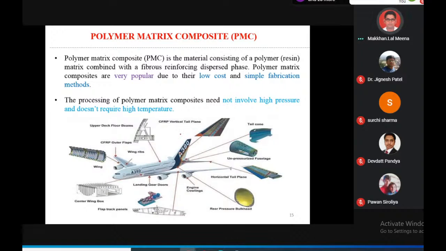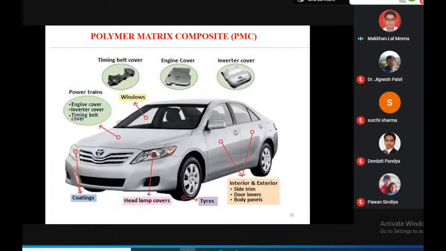Polymer composites are used because the overall properties of the composites are superior to those of the individual polymers. They have a greater elastic modulus than the neat polymer, but are not as brittle as a metal. So this is one of the examples of PMC. Window, timing belt, engine cover, inverter cover, these are the gate, tire, lead. This is very useful because it does not involve high pressure and does not require high temperature. These are the reasons why the matrix materials used are polymeric.